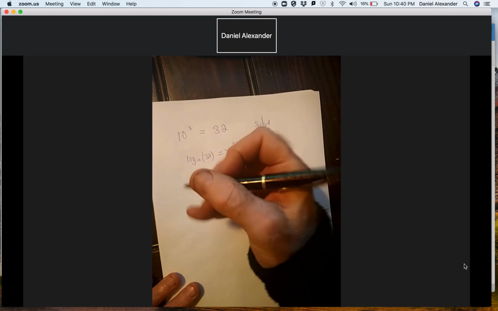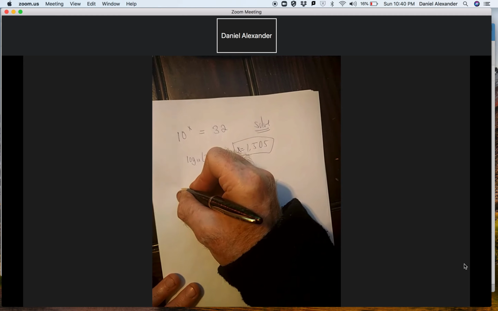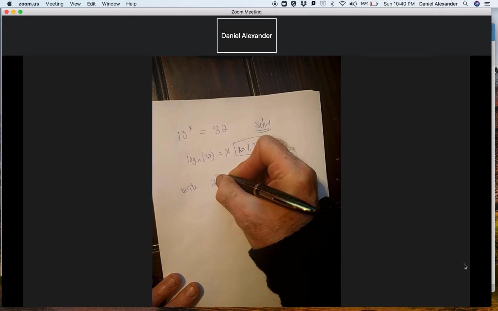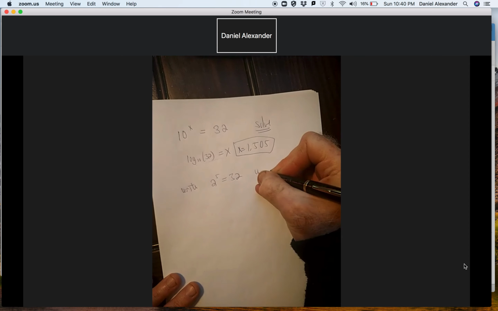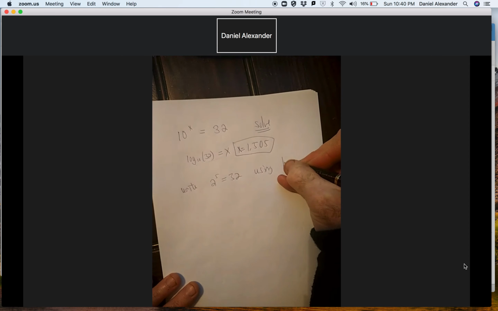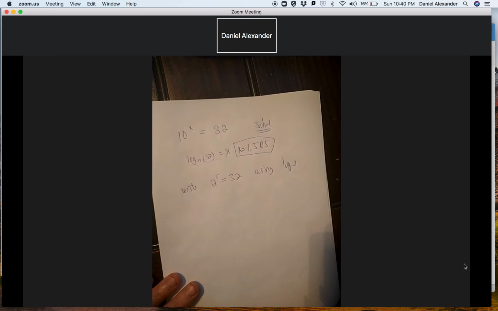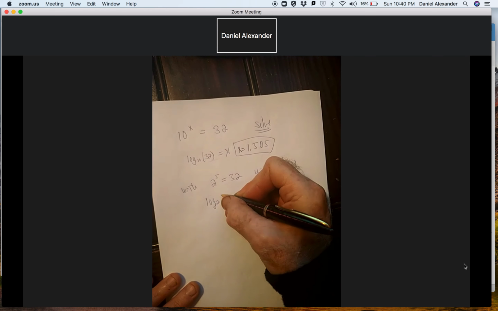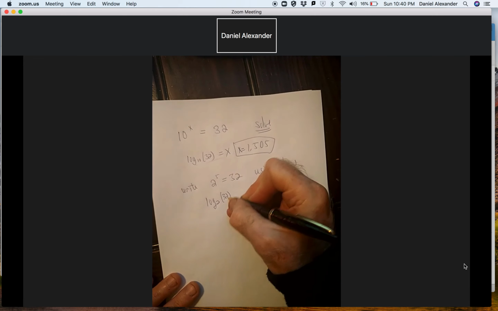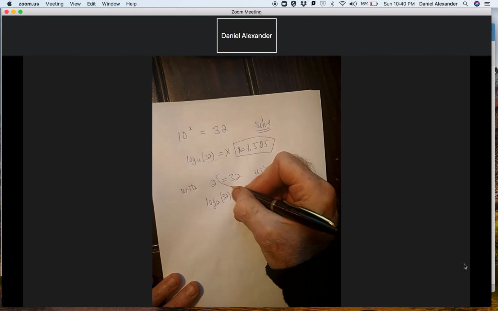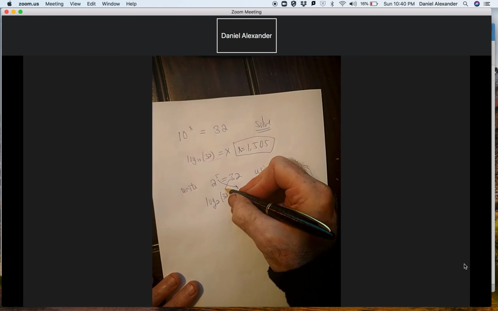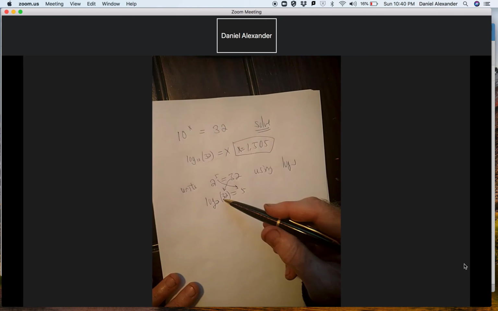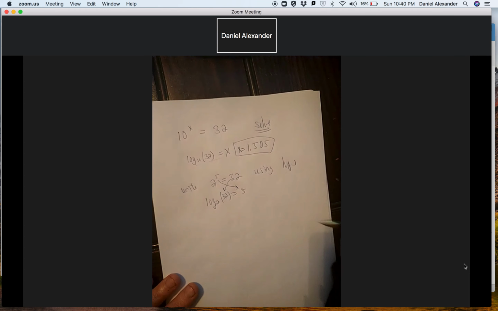And finally, you'll get some problems in WebAssign like this. They will say write something like this. Write 2 to the 5 equal 32 using logs. And the way to do that is log base 2 of 32 is equal to 5. Remember, that's the exponent. That's the base. The log is finding the power of 2 that gives us 32.